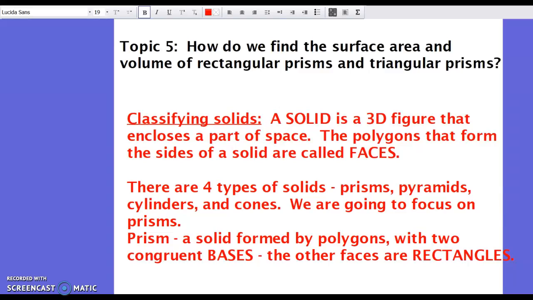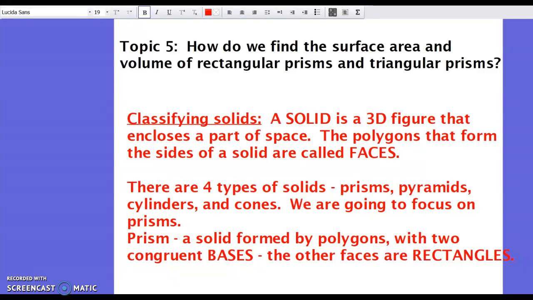Our fifth topic in our geometry chapter talks about finding the surface area and volume of rectangular prisms and triangular prisms. So first of all, let's describe some different shapes, which we call solids. A solid is any three-dimensional figure that encloses a part of space. So it's got to have space enclosed inside of it.